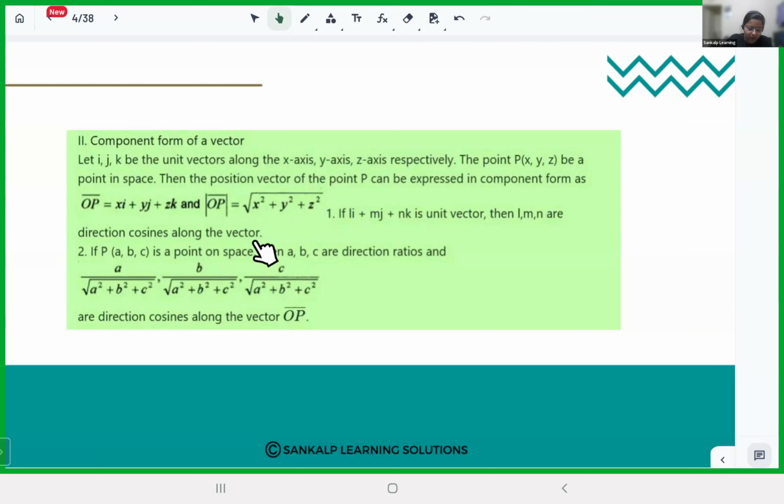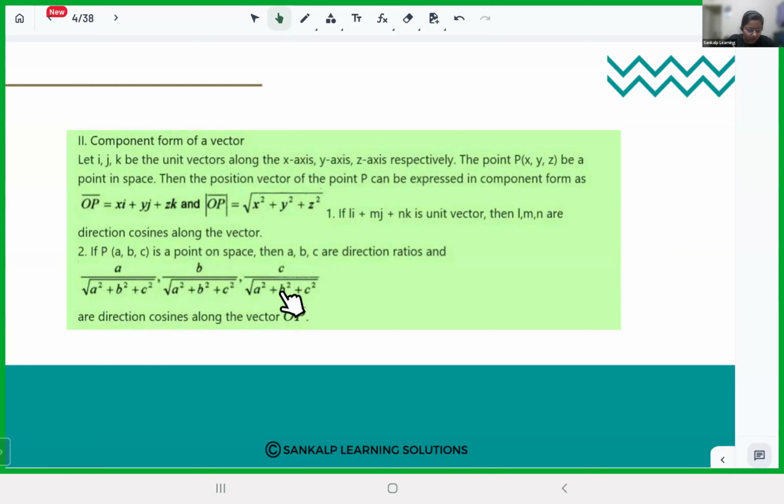If you are given a point in space, that is a, b, c, then we can say that a, b, c is the direction ratio of that point. What are the direction cosines along the vector OP? OP is the position vector of the point P. If you are given a point in space, you can find the position vector of that point, known as OP. The direction cosines along the vector OP are a by root of a square plus b square plus c square, then b by root of a square plus b square plus c square, and c by root of a square plus b square plus c square.